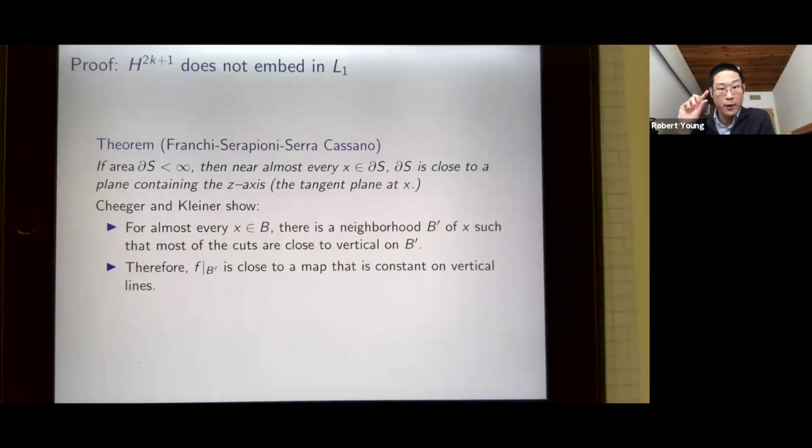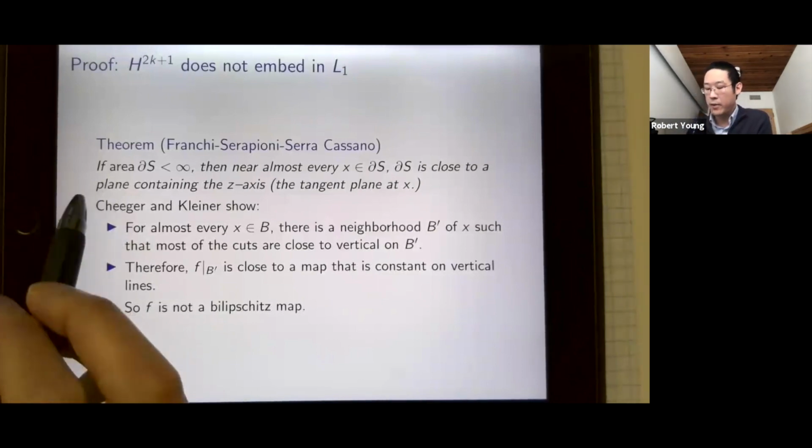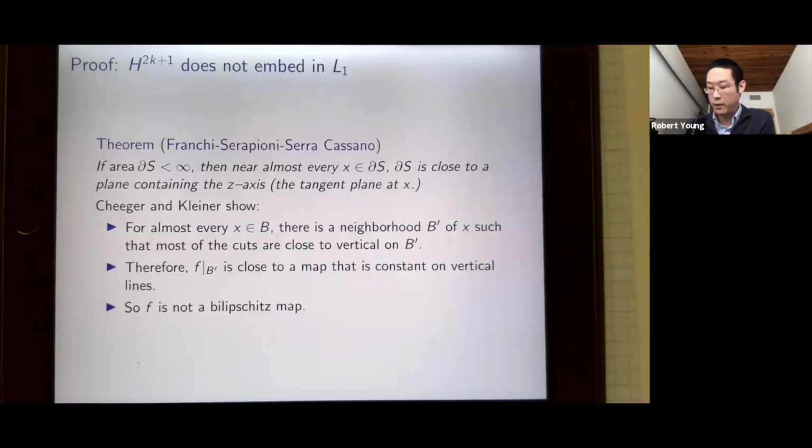A map where all the cuts are exactly vertical is constant on vertical lines. A map where most of the cuts are close to vertical is close to a map which is constant on vertical lines. But constant on vertical lines means that it collapses pairs of vertically separated points. It means that it's not bi-Lipschitz, and so any map like this is not bi-Lipschitz. So they go from Lipschitz maps to L1 to cuts to finite perimeter cuts, and then they use a rectifiability result about finite perimeter cuts to prove a differentiability result for those Lipschitz maps. Is this okay so far?